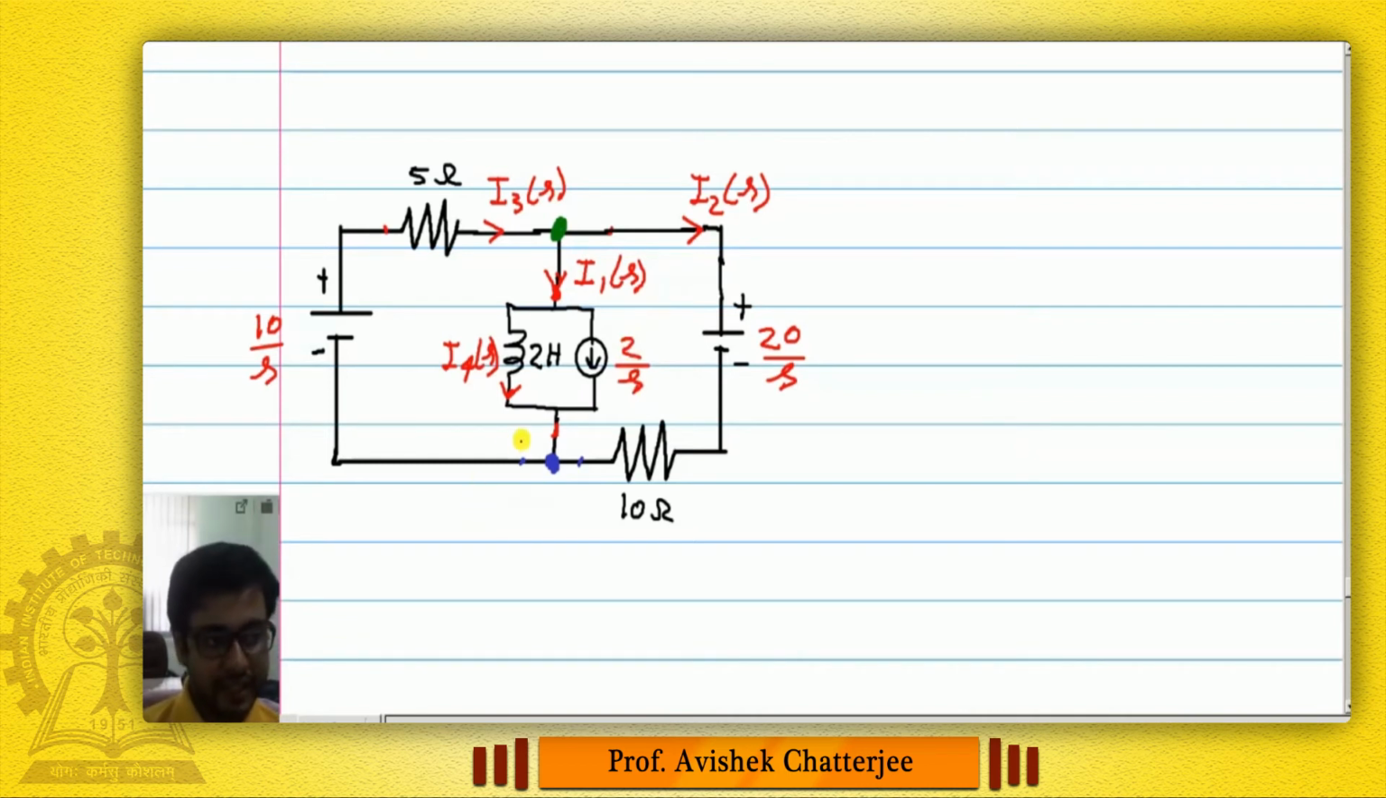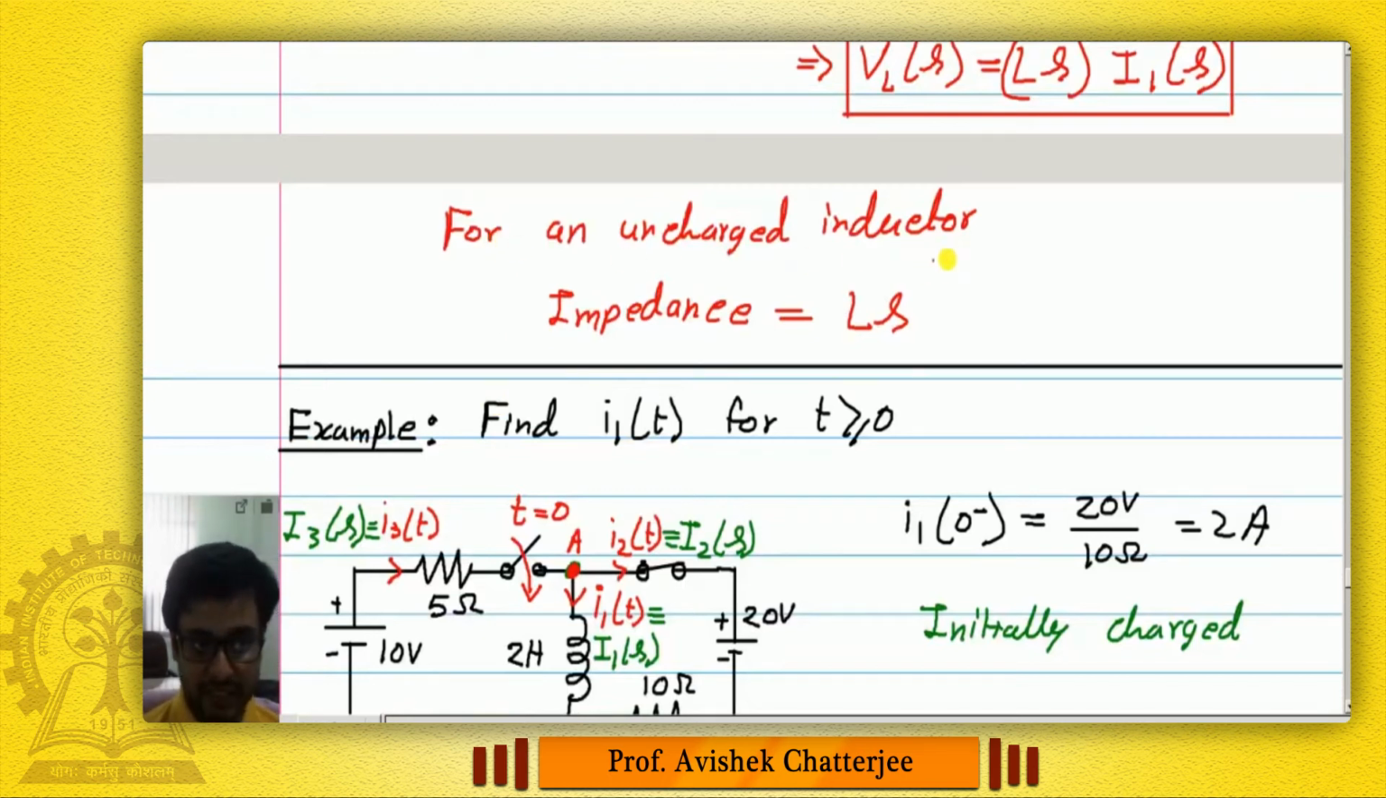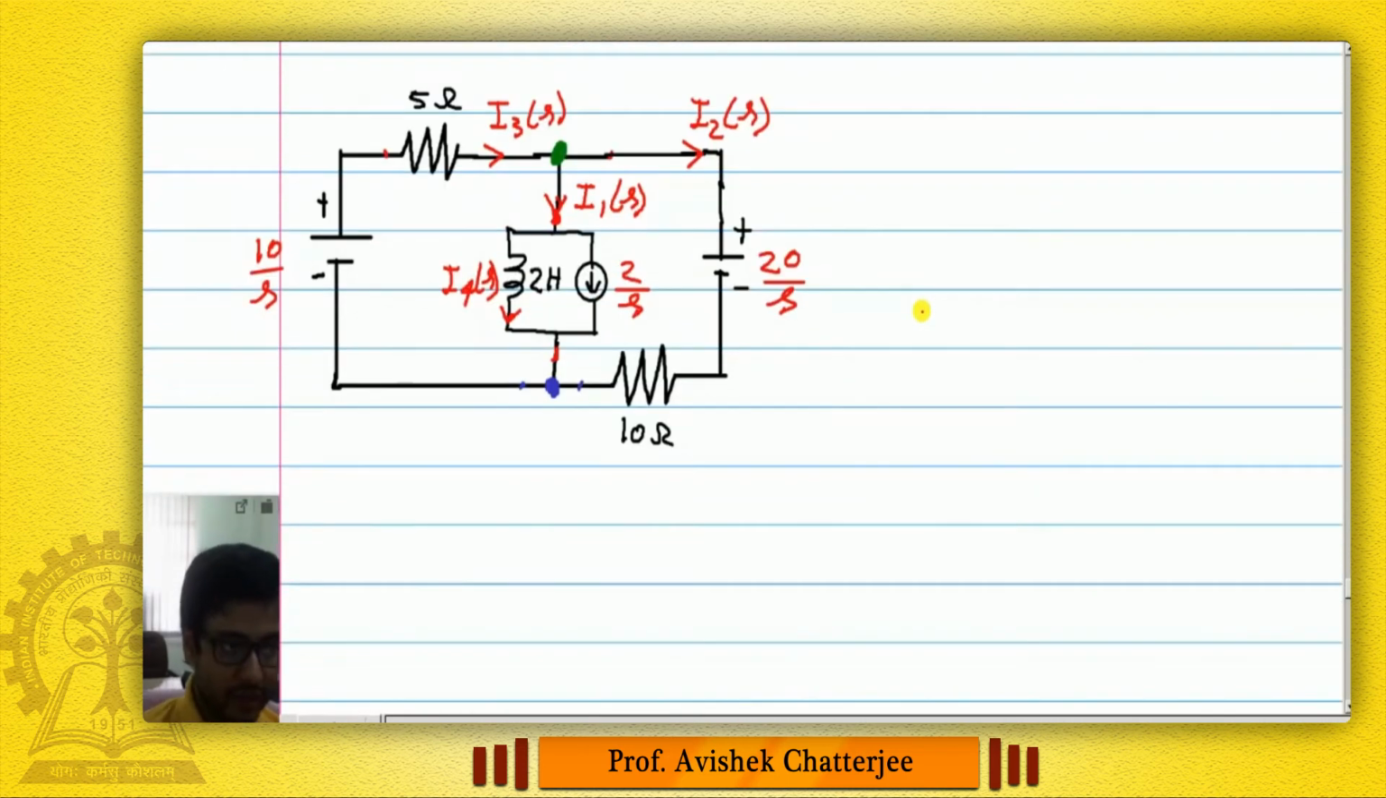Okay, and then we saw that an uncharged inductor behaves like having an impedance equal to L into S. So this 2 Henry I will replace with 2S, LS, where L is 2. Okay, now I will solve this circuit, and you can solve this circuit in many different ways.